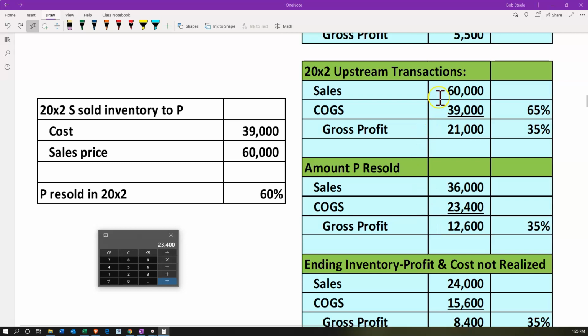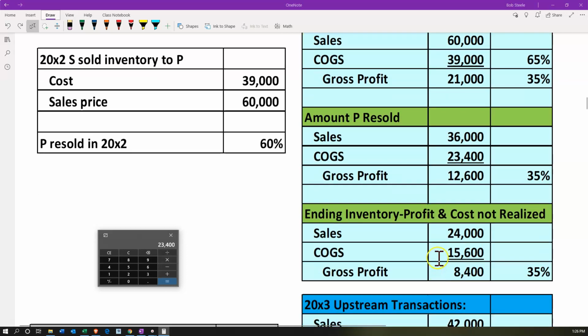Then if I subtract out the 60,000 minus the 36, we get the 24. Once we have that 24, we can then take that and multiply it times the 65% to get the 15.6, or subtract the 39 and the 23.4 to get the 15.6, and so on. We could subtract the 24 and the 15.6 to get the 8.4.